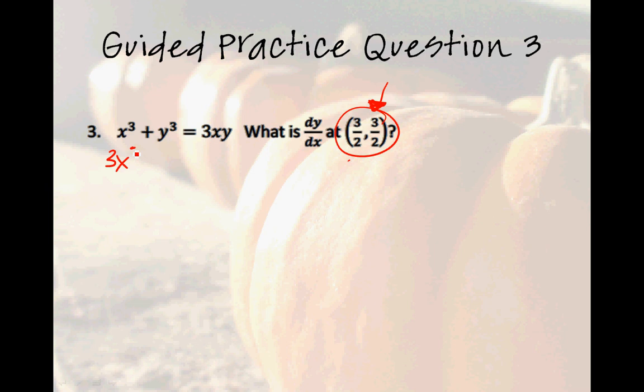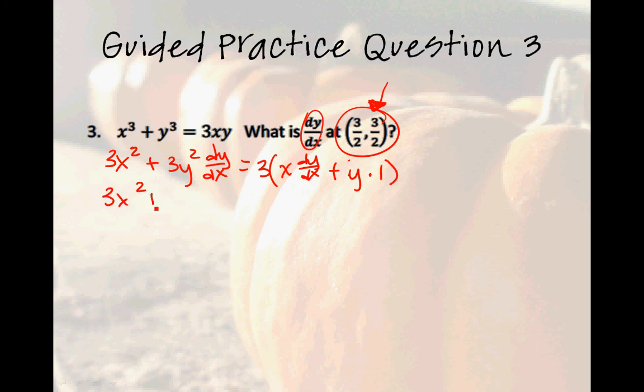We get 3x squared plus 3y squared dy/dx equals, and this is the product rule now, 3x times the derivative of y plus y times the derivative of x. Okay, so we need to solve for dy/dx. I'm going to simplify a little bit. 3x squared plus 3y squared dy/dx equals 3x dy/dx plus 3y.